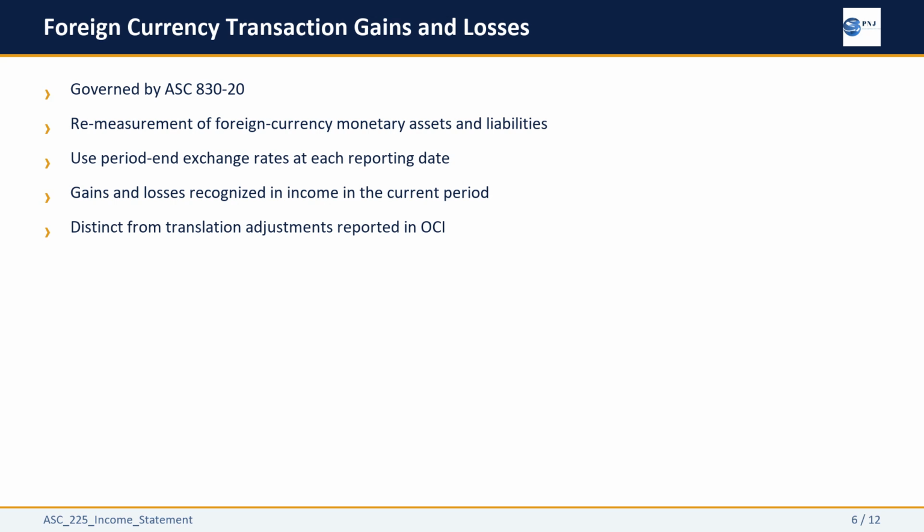When an entity holds monetary assets or liabilities denominated in a foreign currency, a receivable in euros, a payable in yen, exchange rates move, and that movement creates real economic gains and losses. ASC 830 requires remeasurement of those balances at period-end rates, with the resulting gain or loss recognized in income immediately. This is different from translation adjustments, which affect other comprehensive income. Foreign currency transaction gains and losses belong in the non-operating section and should be clearly labeled so users understand their source.